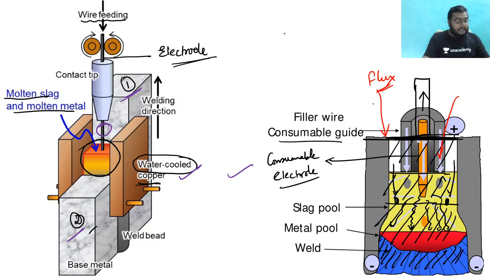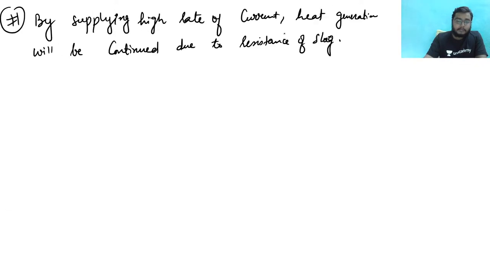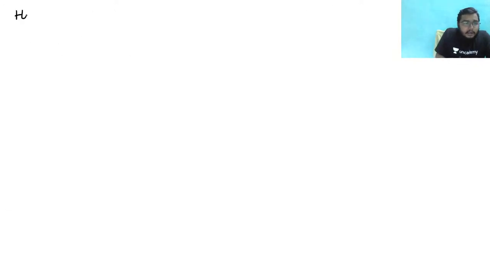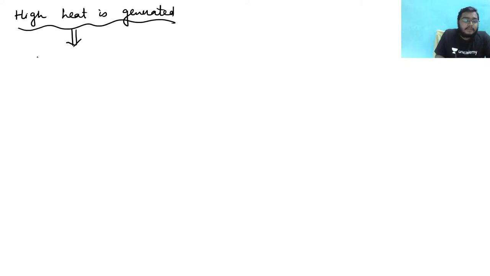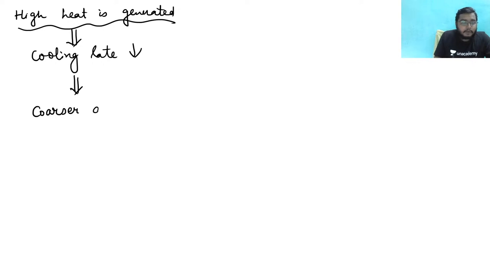But see, there are some salient points that you should keep in your mind. So here, a very high amount of heat is generated. Clear? So naturally, if very high heat will be generated, definitely cooling rate will decrease. Clear? Cooling rate will decrease. Now see, if cooling rate will decrease, you will get a coarser grain size of the weld.